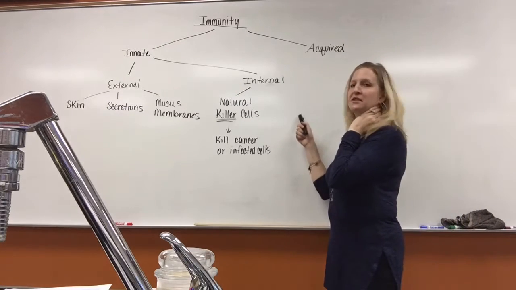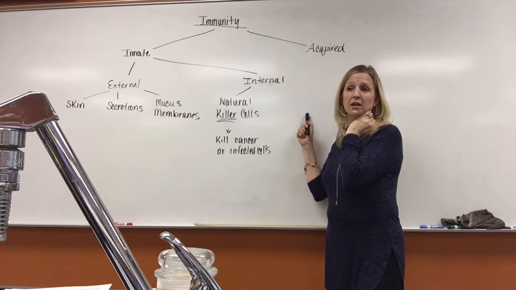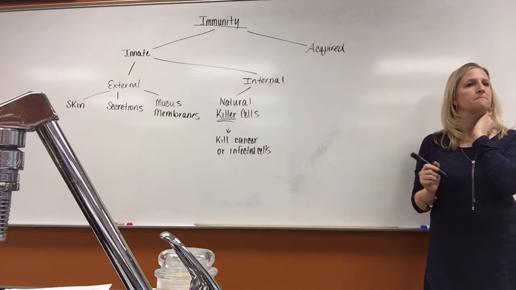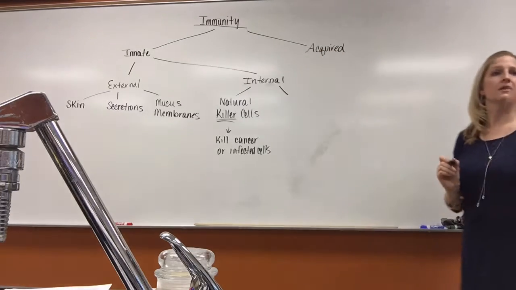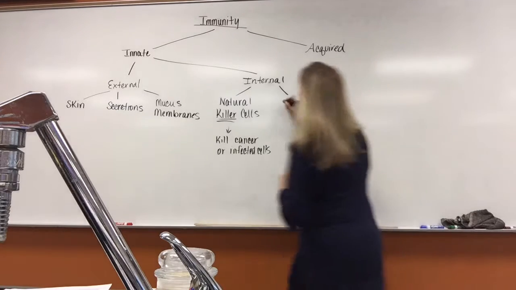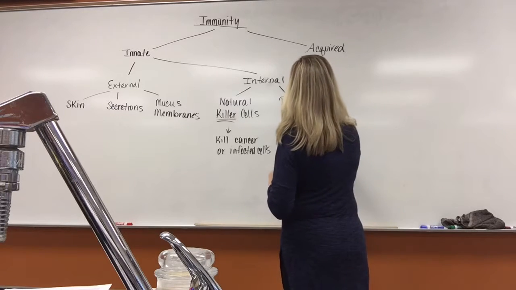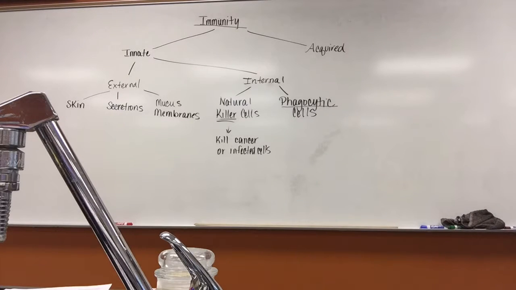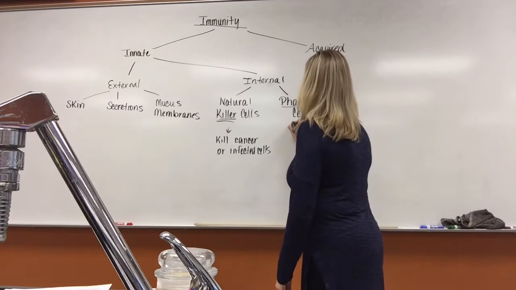Now there's another type of cell we can add on to here that also kills and destroys. What kind of cell would that be? That's a class of internal defenses. Phagocytic cells? Yeah. This word here, I talked about it in the notes, comes from the word phagocytosis. And phagocytosis is a type of endocytosis that we talked about in our cell chapter.